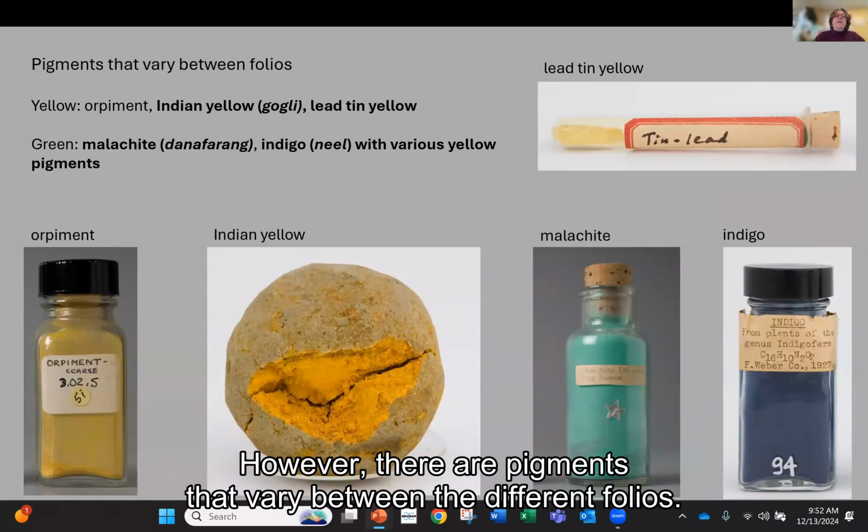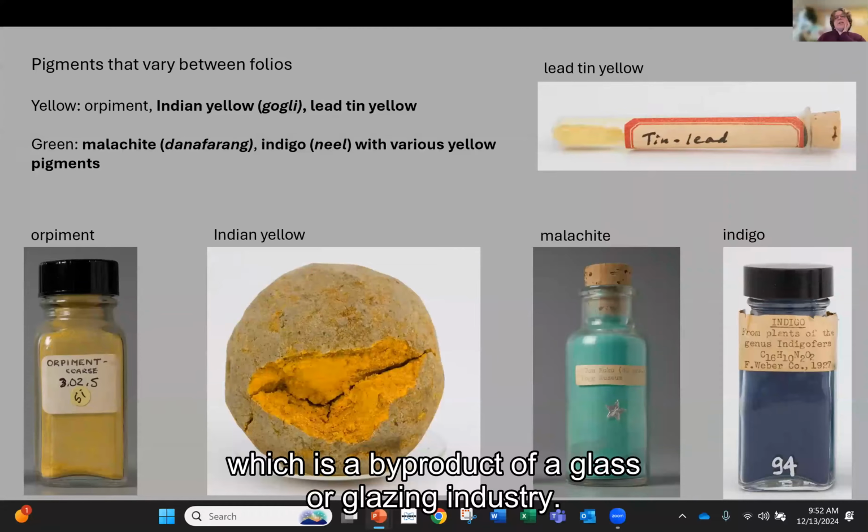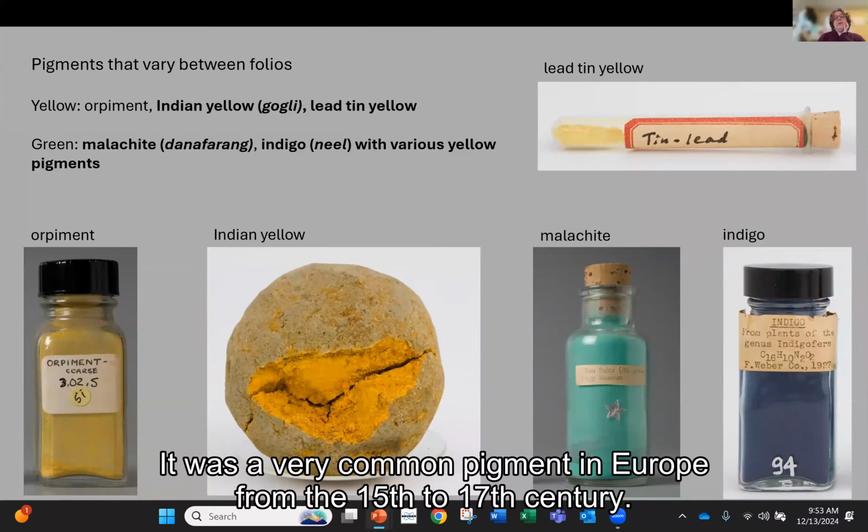However, there are pigments that vary between the different folios, and critically these are the yellows, where in addition to orpiment, there's also Indian yellow and a rare sort of lighter yellow, lead tin yellow. And lead tin yellow is a lead tin oxide, which is a byproduct of the glass or glazing industry. It was a very common pigment in Europe from the 15th to 17th century.